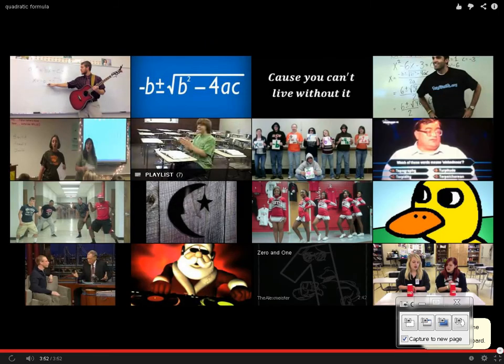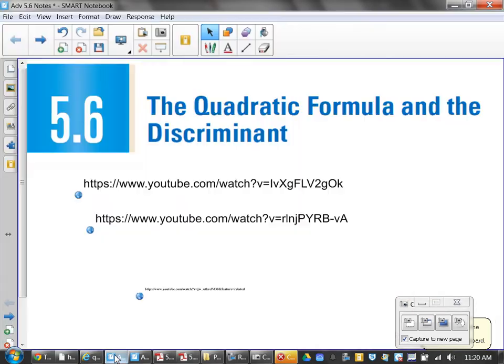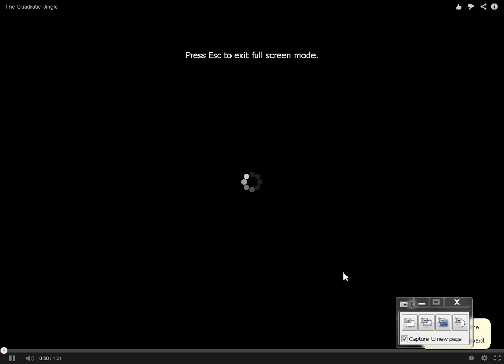That was cool. Isn't it awesome? Now, what's great about quadratic formula is that there's so many catchy and annoying, funny ways to remember it and how it works. Like this. Oh, I love the one. Is this one good?